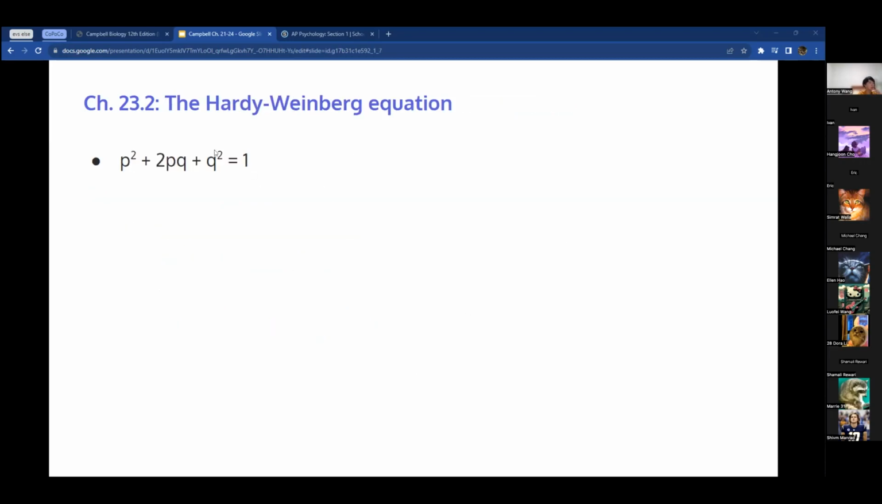This is the Hardy-Weinberg equation. I think we went over this before. Let me know, send me a chat if we haven't. I believe we have. Okay. I'll just go over it again.